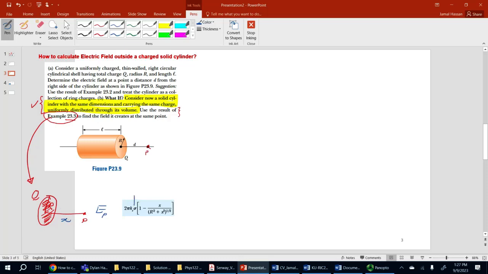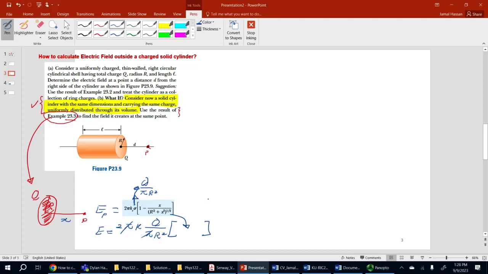Now sigma here is the surface charge density. We could write sigma as the total charge of the disk divided by the area of the disk, which is pi r squared. So the expression of the electric field for the disk will be 2 pi k, multiplied by q divided by pi r squared, and then we have the term inside the bracket. So maybe we don't need this pi here.